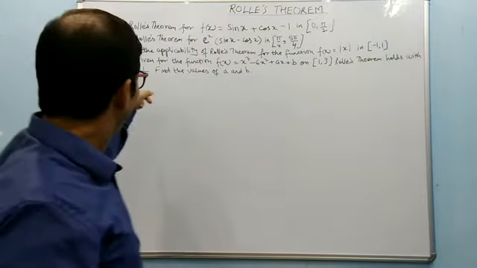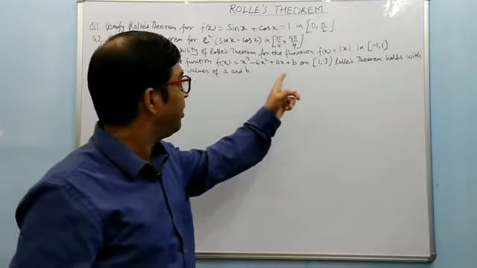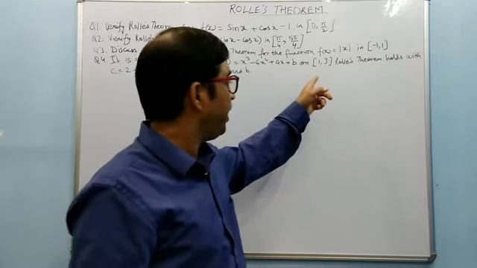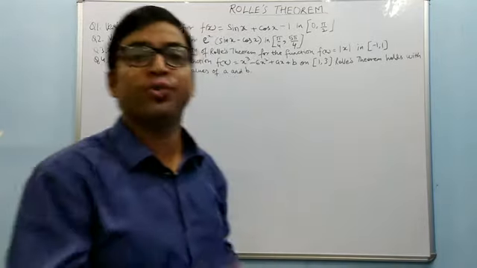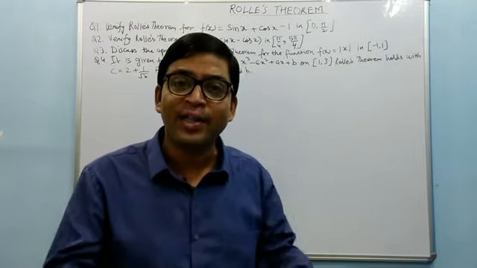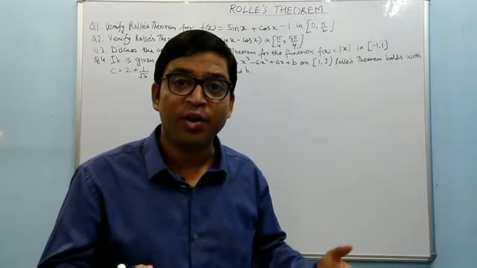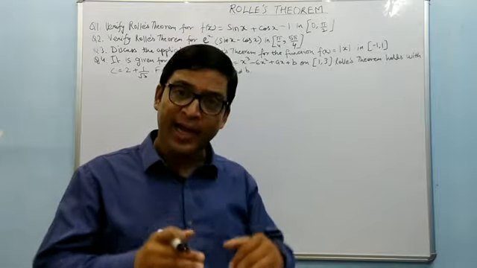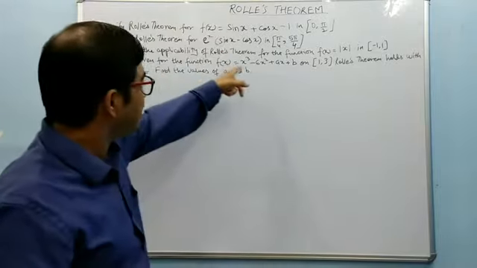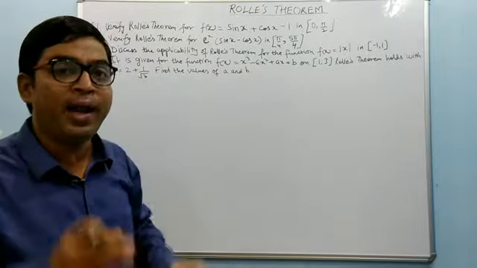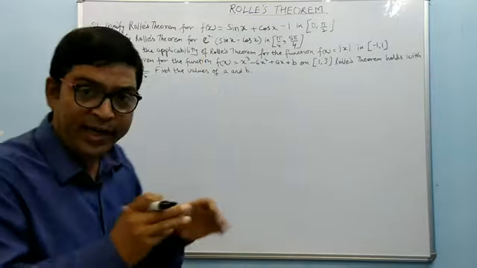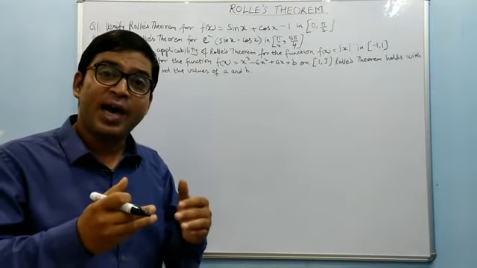In question number 4, it is given that function f(x) is equal to x cube minus 6x square plus ax plus b, and Rolle's theorem holds. What does it mean? We need not prove whether Rolle's theorem is applicable or not. We have to take it as granted that Rolle's theorem is applicable. That means it is continuous, it is differentiable, and f(a) is equal to f(b). We need to take the conditions as granted.